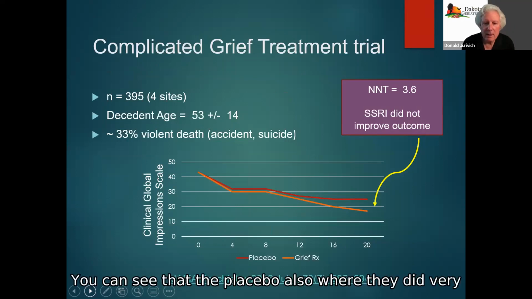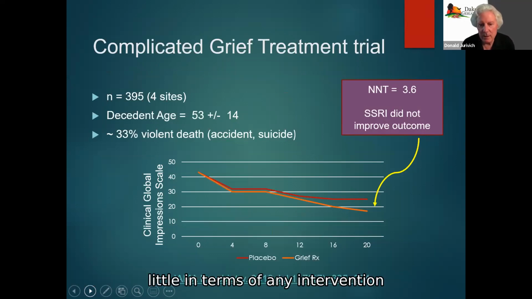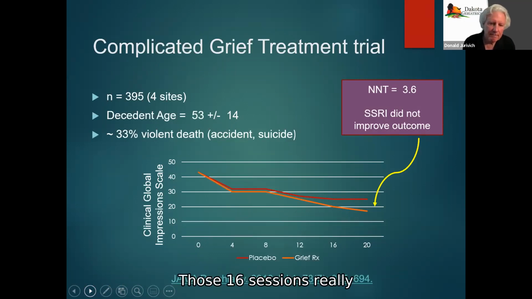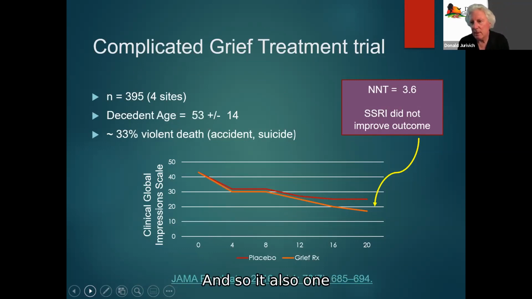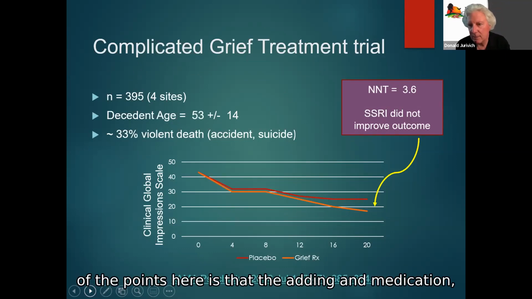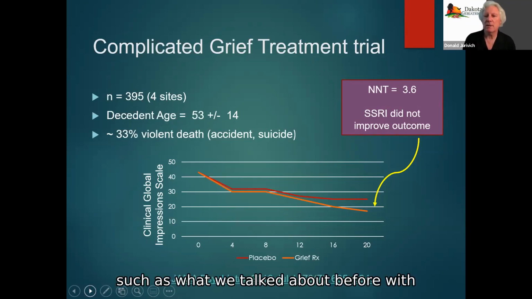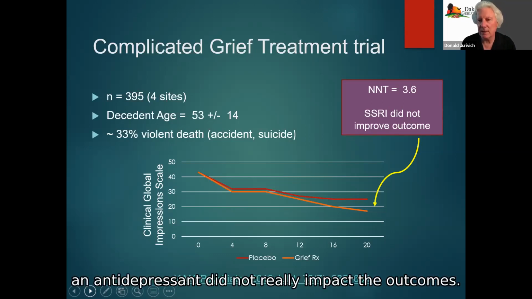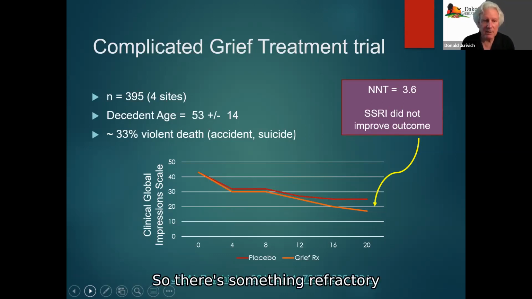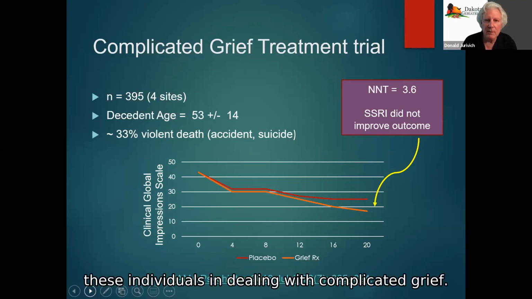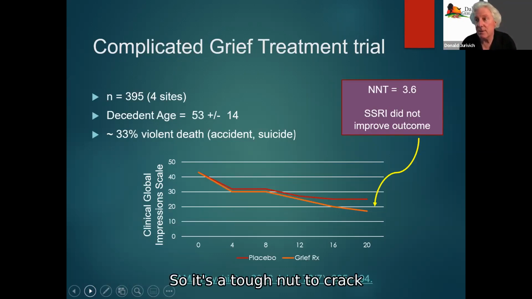And you can see that the placebo, where they did very little in terms of any intervention, versus the prescription for grief, those 16 sessions, really did not have a huge impact. One of the points here is that adding a medication, such as the antidepressant we talked about before, did not really impact the outcome. So there's something refractory about a certain percentage of these individuals in dealing with complicated grief. It's a tough nut to crack, is the bottom line on this one. Next slide, please.